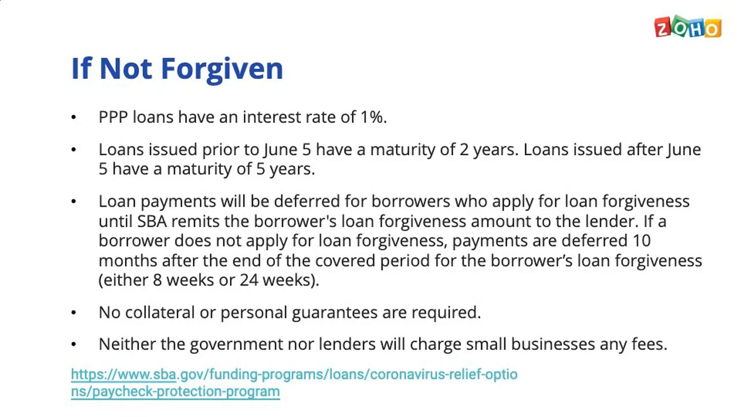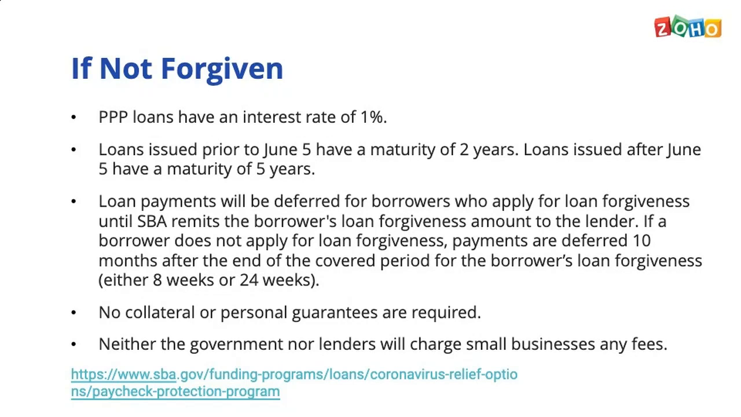Okay, so if not forgiven, this is whenever the PPP loan becomes an unforgiven loan, and it has an interest rate of 1%. Loans issued prior to June 5th have a maturity of 2 years, and loans issued after June 5th have a maturity of 5 years. So it's still a relatively small loan. If you just took out the loan to keep your business afloat, it's just a 1% interest rate. So it's not horrible, even though it would probably be better if you got the full forgiveness.